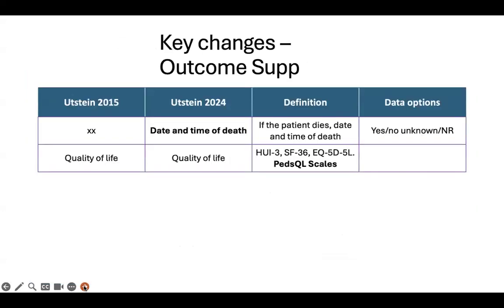Move to the next slide, please. Date and time of death has been added as a supplemental outcome that will allow the longer-term tracking of patients' survival and quality of life. Again, we don't specify specific time points at which an individual should be followed up to assess their health-related quality of life, but suggest that potentially it's sampled over a number of occasions, depending on resources available. We stuck with HUI3, SF36 and EQ5D5L for adults, and the introduction of the PEDS QL scales for children.